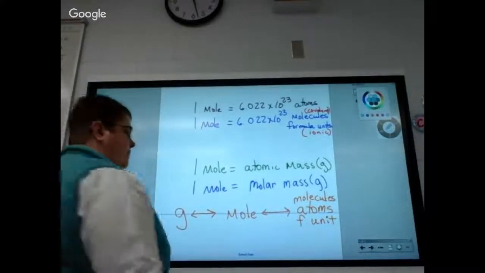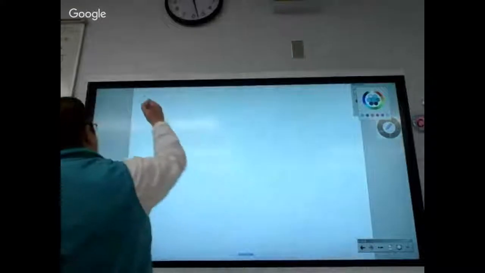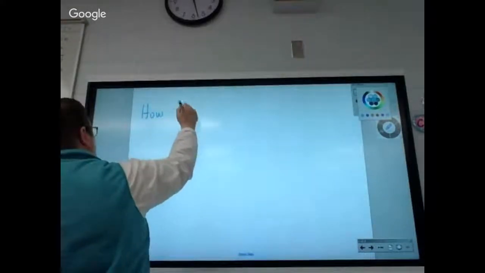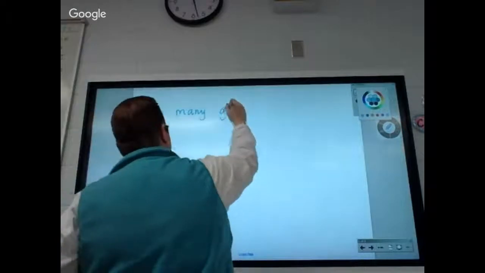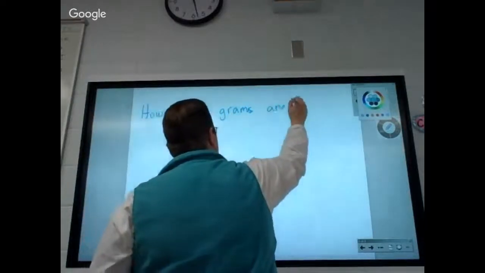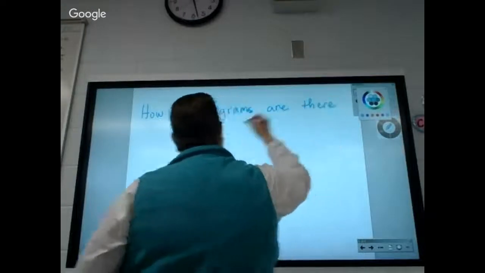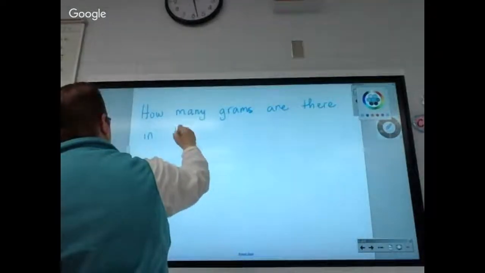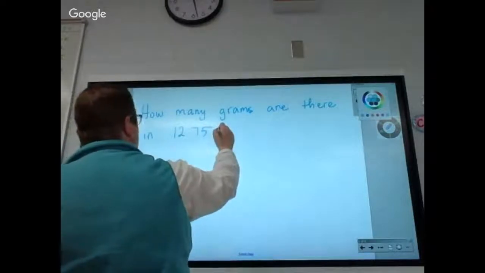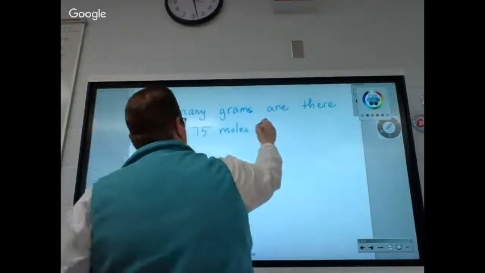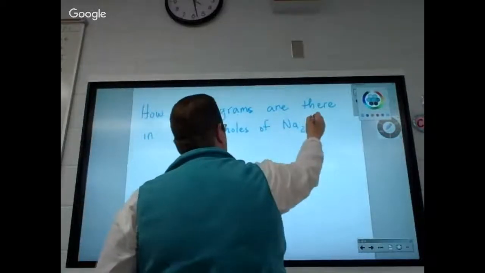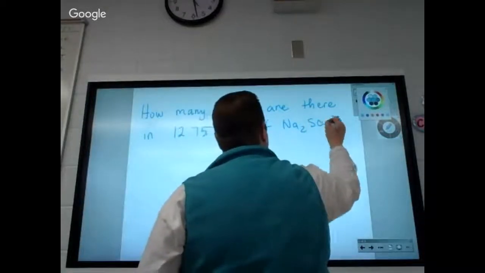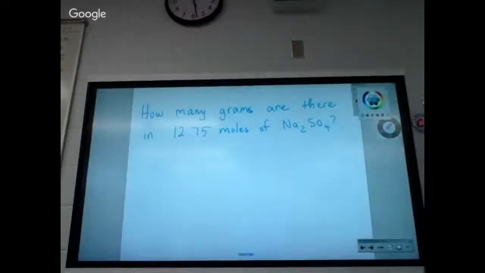Now, does everybody have that? Okay. So, suppose I say, how many grams are there in 12.75 moles of Na2SO4. Now, does that question look familiar? Yes, very. It should.